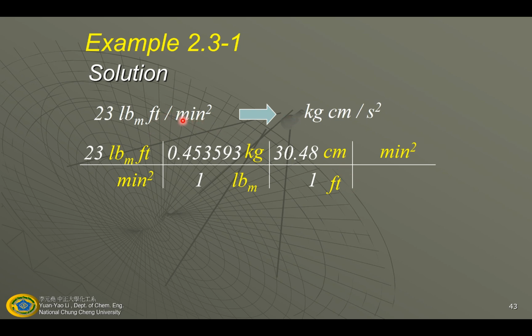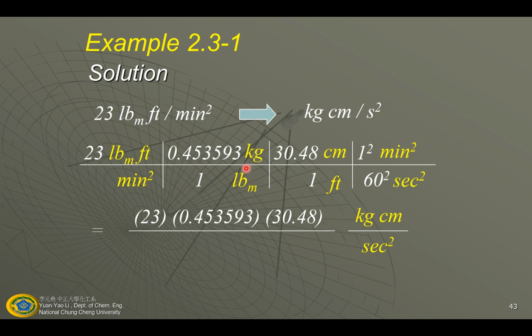And now you need to convert the minute to become second. So 1 minute is equal to 60 seconds. So now you have kilogram, centimeter, and seconds square. All you need is to multiply these numbers: 33 times 0.454 times 30.48, and 1 times 1 times 60 square. So this is the answer.